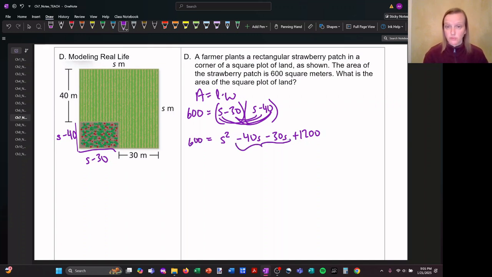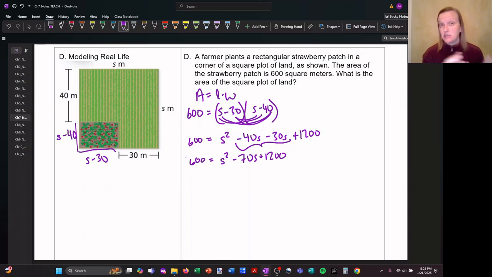I have some like terms that can be combined here. So I've got S squared minus 70S plus 1200 on the right side, and that still equals 600. But if I want to solve for my missing variable, if I want to solve for S, what I need to do is write this math problem as a multiplication problem that's equal to 0.